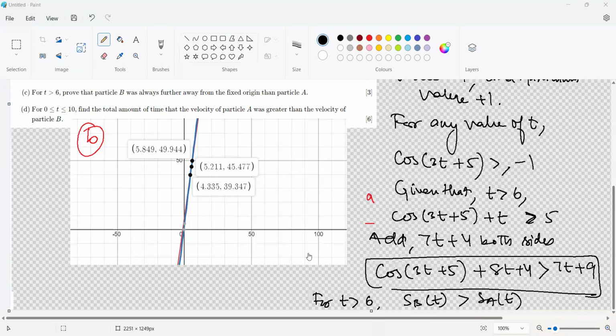Let's jump to the next question very quickly. For t from 0 to 10, find the total time that the velocity of particle A was greater than the velocity of particle B. So velocity is what? The velocity is the derivative of the displacement function. So it's saying that between 0 to 10, find the total amount of time the velocity of particle A was greater than the velocity of particle B.